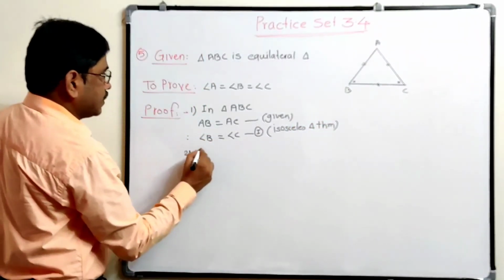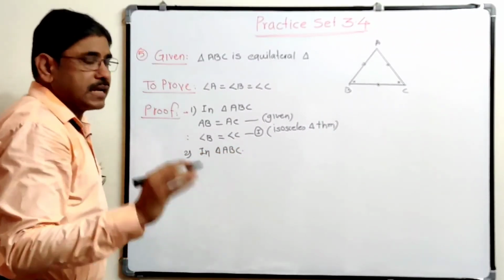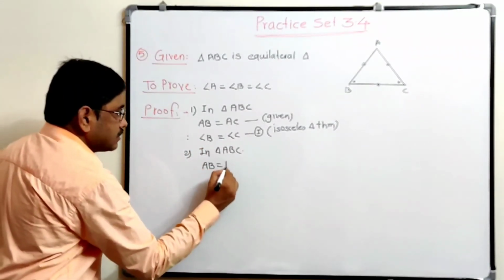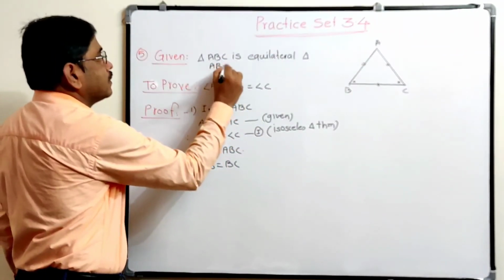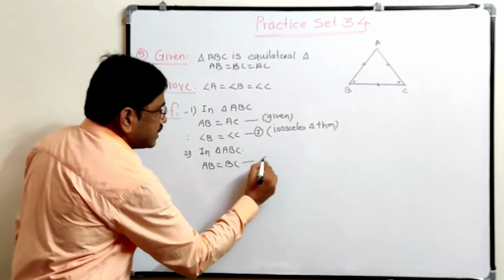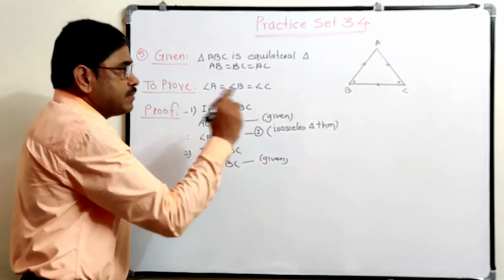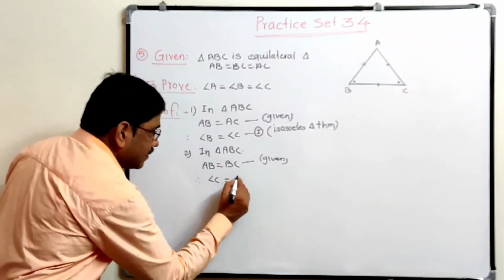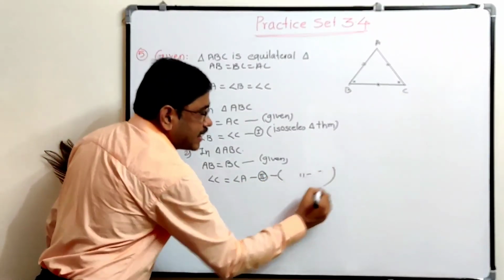Second step: in triangle ABC, we have to use the isosceles triangle theorem twice. AB equals BC. Why? All sides are congruent. It is an equilateral triangle, which means AB equals BC equals AC. That is given. Therefore, the angle opposite to AB, angle C, is equal to the angle opposite to BC, angle A. This is statement number 2. Reason same: theorem of isosceles triangle.